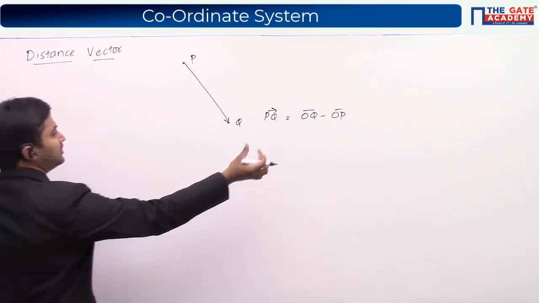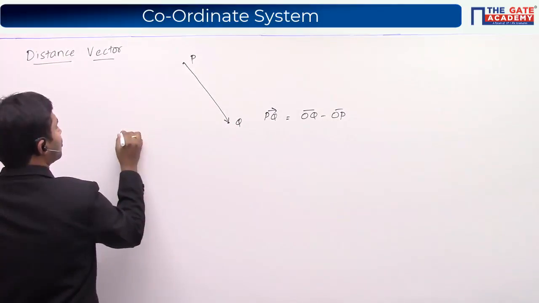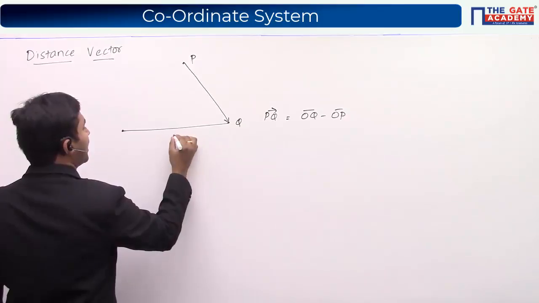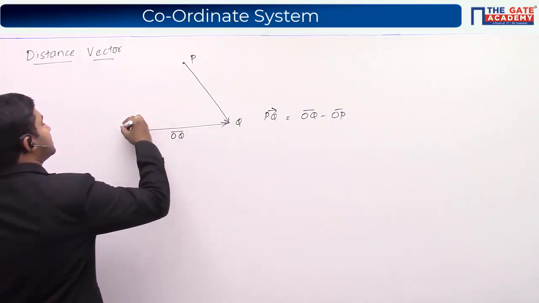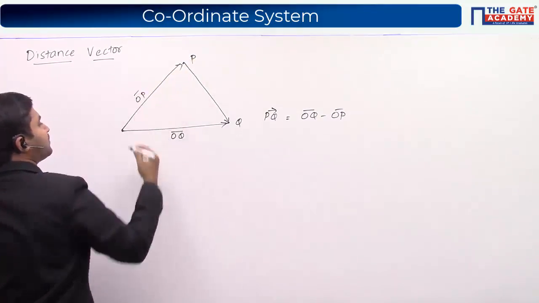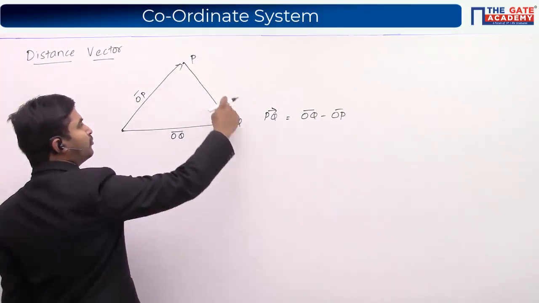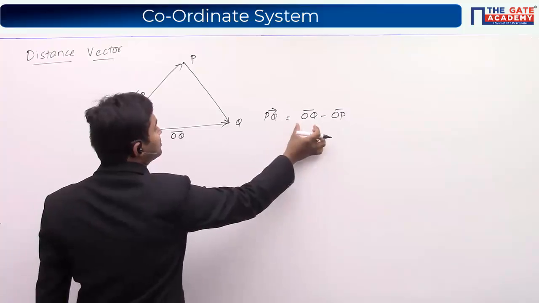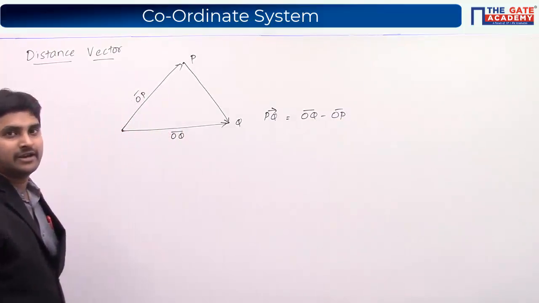What is OQ bar? OQ bar is the position vector of Q. Let us say this is nothing but OQ bar, the position vector for Q, and let us say there is another vector called OP bar, which is a position vector for P. Then PQ bar, moving from P to Q, is given by PQ bar equal to OQ bar minus OP bar.